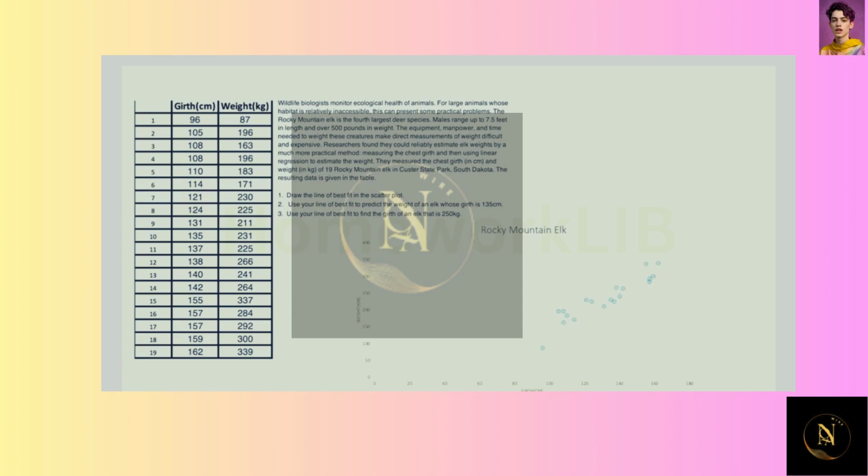Researchers found that they could reliably estimate elk weights by a more practical method, measuring the chest girth and then using linear regression to estimate the weight. They measured the chest girth in centimeters and weight in kilograms of 19 Rocky Mountain elk in Custer State Park, South Dakota. The resulting data is given in the table. So it wants you to draw a line of best fit in the scatter plot.